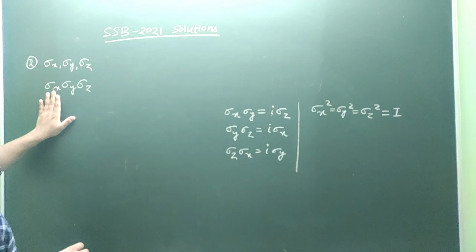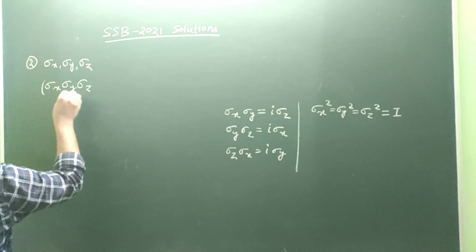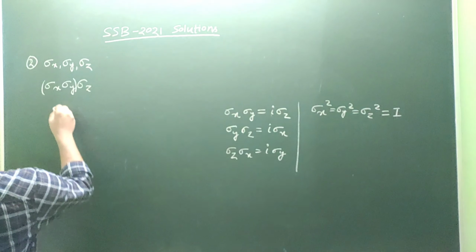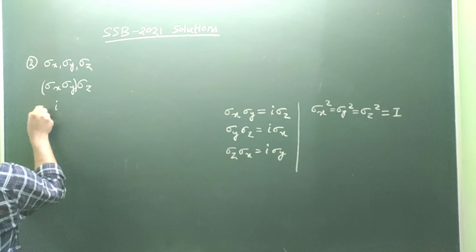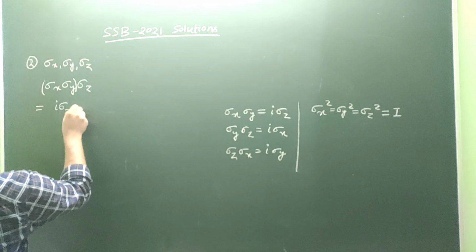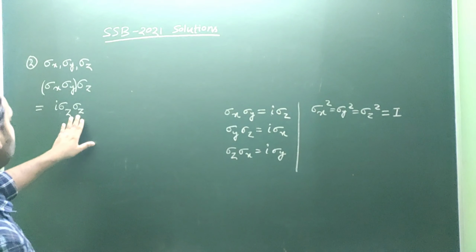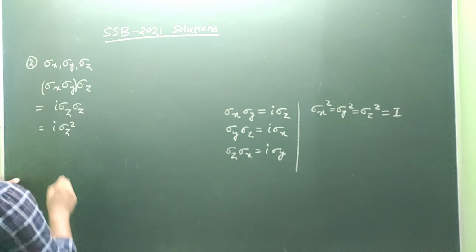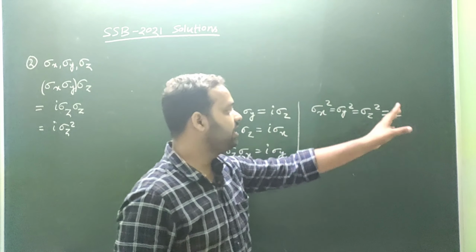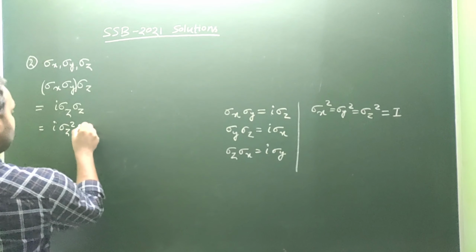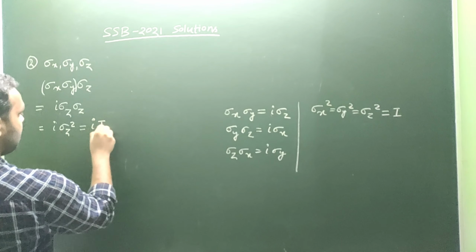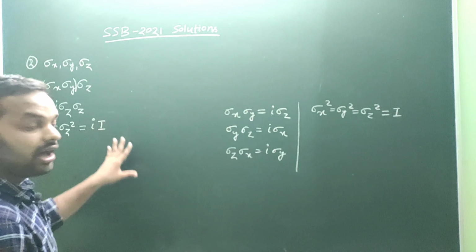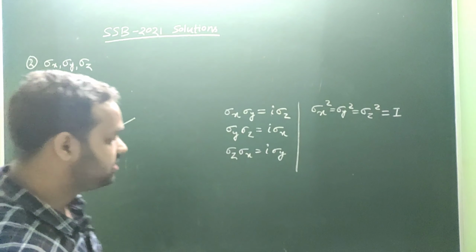Now let's take sigma x into sigma y here, and this will give you i sigma z, that multiplies with sigma z, and here you will get i sigma z square, and from here you know sigma z square is I, so you can write down i into I. Now this is the answer.